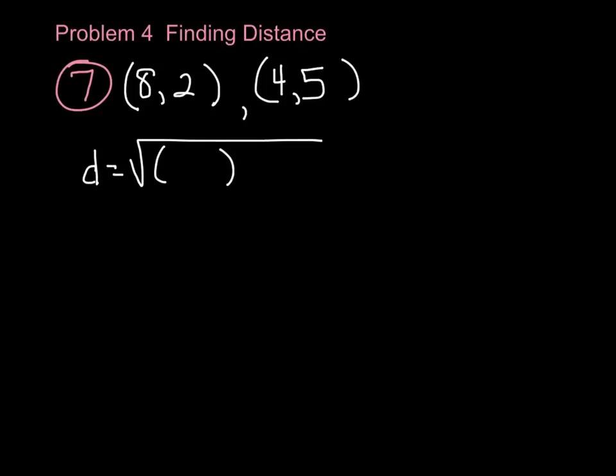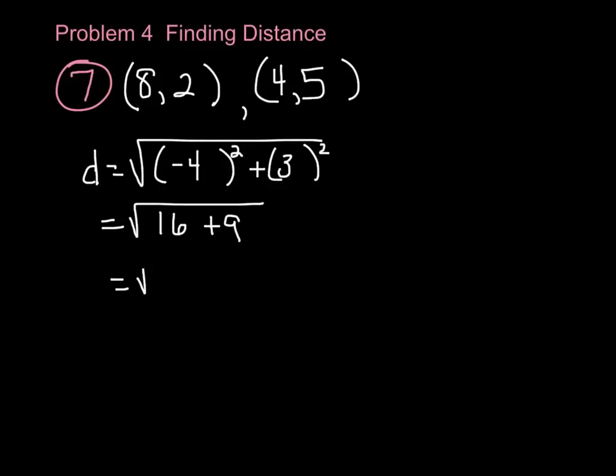Subtract my x's, and remember, you can just go ahead and skip some steps here. If I subtract my x's, 4 minus 8, that gives me negative 4 squared, plus, subtract my y's, 5 minus 2 is 3 squared. That gives me 16 plus 9. That gives me 25. So on number 7, I will get 5. So the distance between the cities is 5.